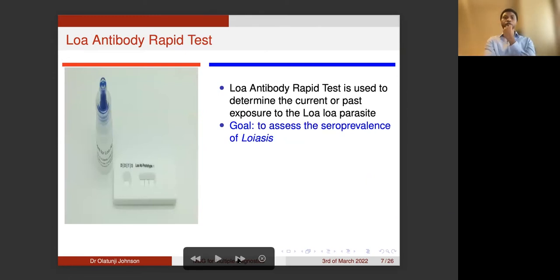And then we are aware of the antibody test, it's just antibody, but this one is not really going to say much about what is going on because it measures current and past exposure. So someone having a positive antibody test doesn't really tell you much about the prevalence of that disease. But this is also used in the field.